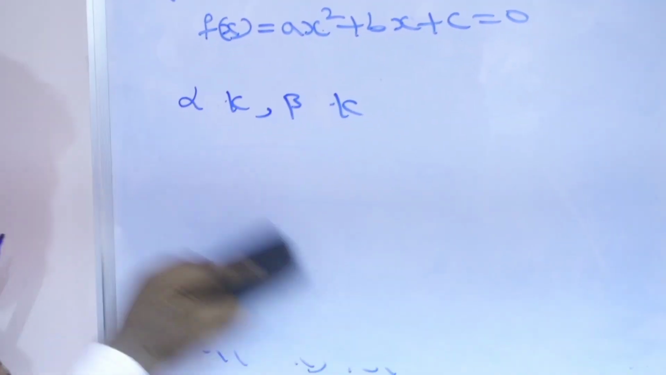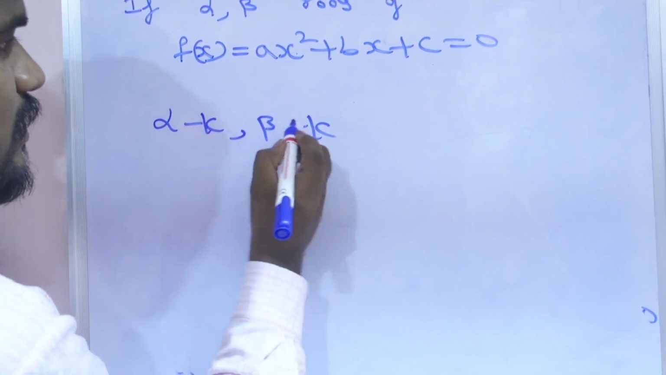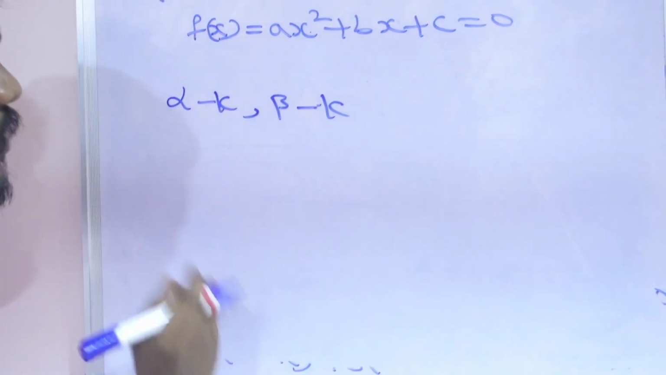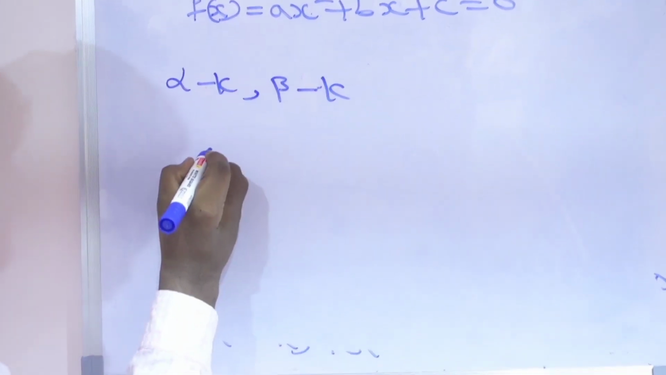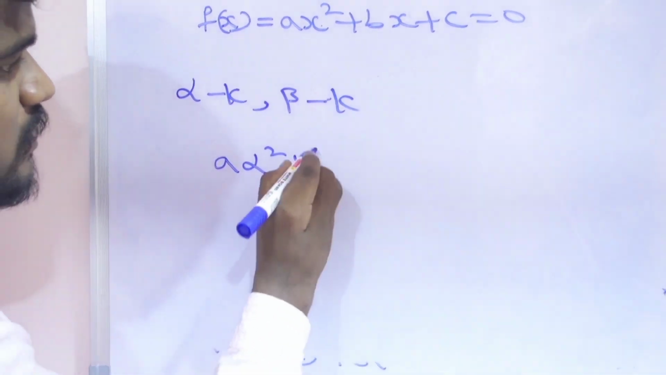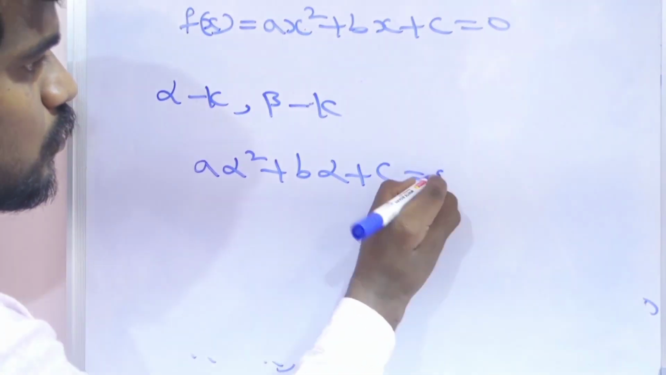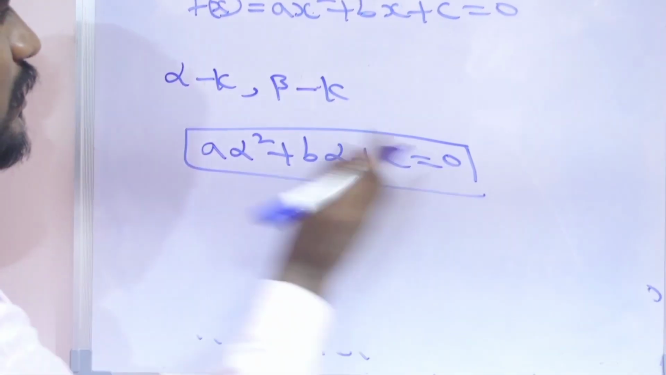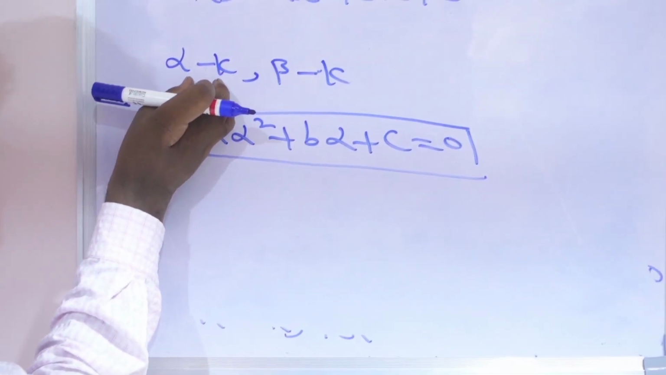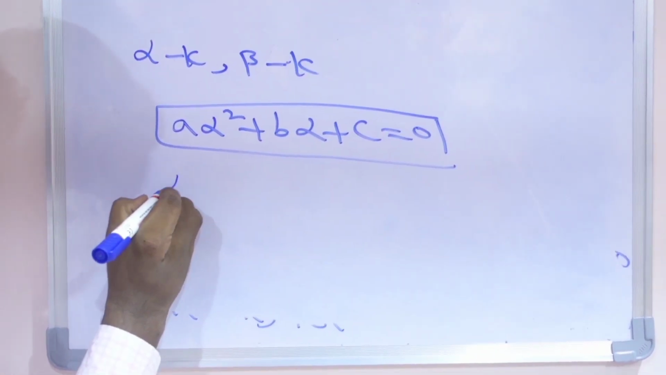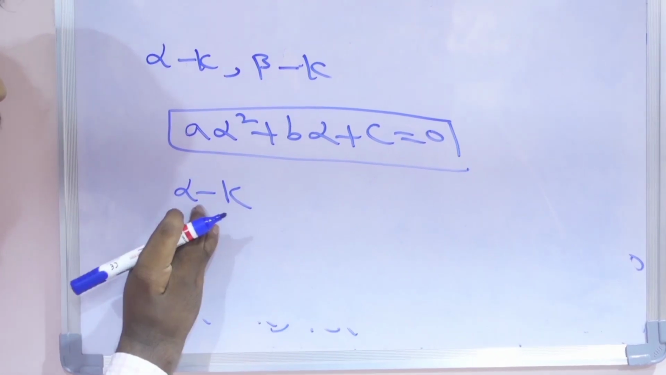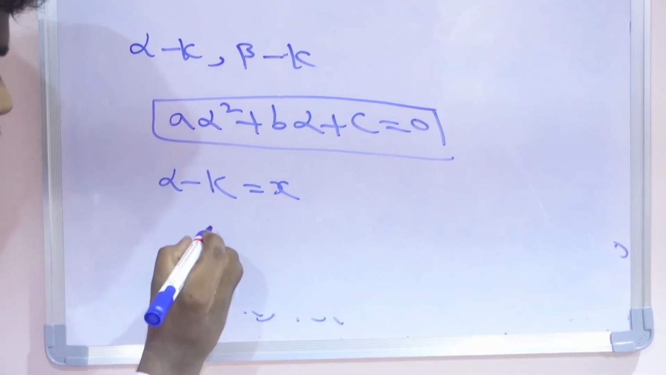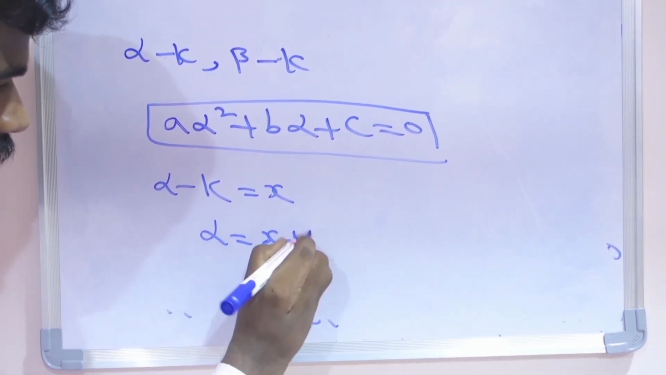Minus k. So each root is decreased by k. Minus k and minus k. Now again, alpha is a root of this equation, which means a alpha square plus b alpha plus c is equal to 0. And alpha minus k is the root of the transformed equation. Then x is equal to alpha minus k, so alpha is equal to x plus k.